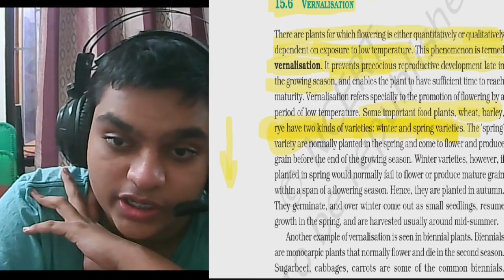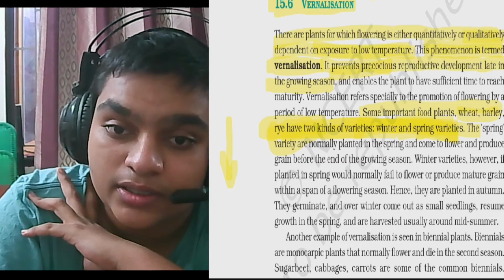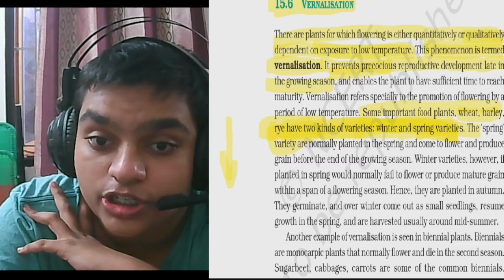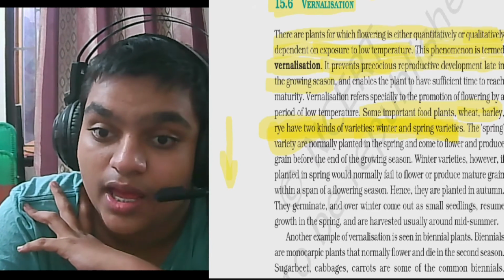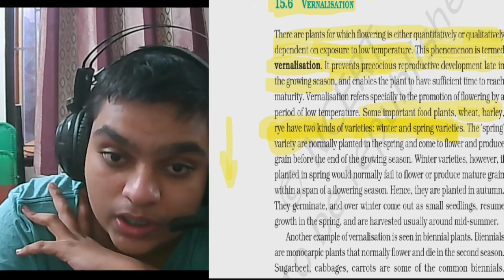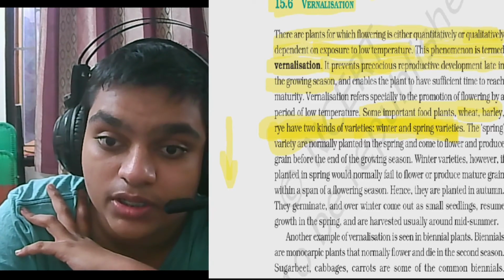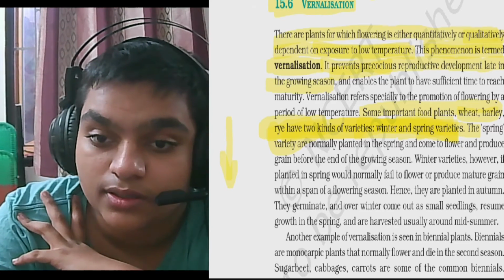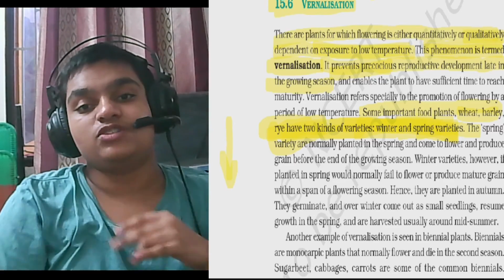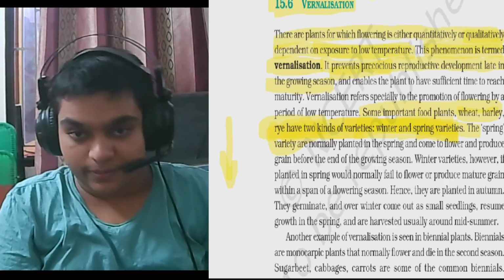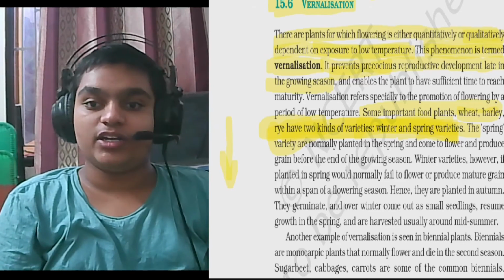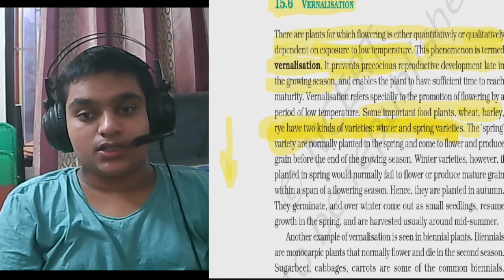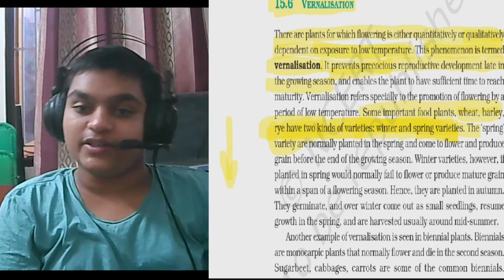However, winter varieties planted in spring normally fail to flower and produce mature grains within the span of a flowering season. Hence, they are planted in autumn. They germinate and come to small seedlings and resume the growth in spring. Now, as vernalization is an effect of low temperature, we have two types of varieties of some important food plants like wheat, barley, and rye. These plants have spring varieties and winter varieties.